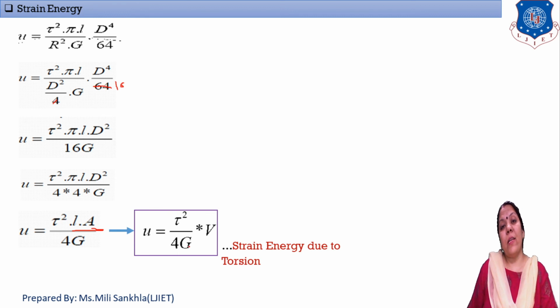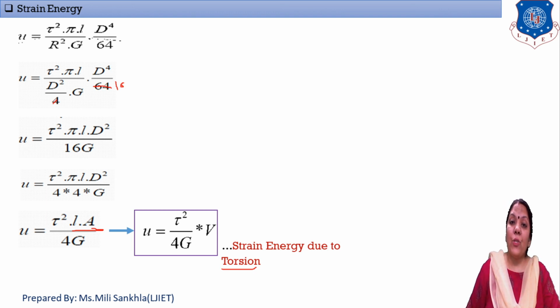My final derivation of strain energy U due to torsion is equal to τ² divided by 4G into volume. Okay, here we proved strain energy due to bending and strain energy due to torsion. Strain energy due to bending is the integral from 0 to L of M² by 2EI dx, and strain energy due to torsion is equal to τ² divided by 4G into volume.